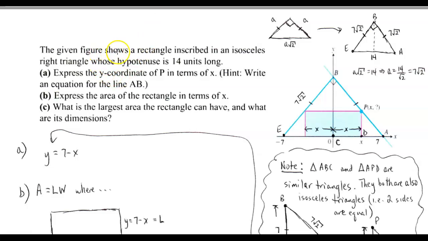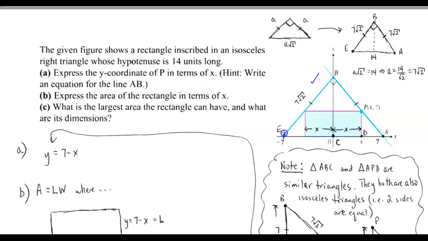So this problem says, given this figure that we see right here, it shows a rectangle inscribed in an isosceles right triangle, and we know the hypotenuse is going to be 14 units long, and that's the hypotenuse of the bigger outside isosceles right triangle, okay? And so remember that isosceles triangles are just triangles where two of the sides are equal to each other. And of course, the hypotenuse is going to be the longest side.